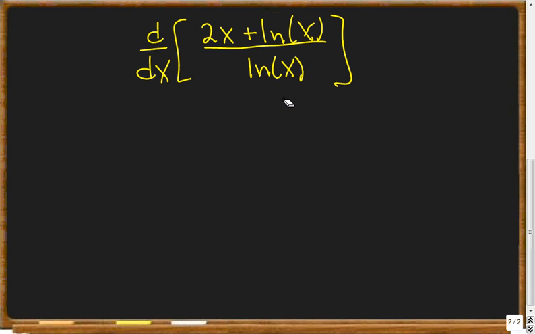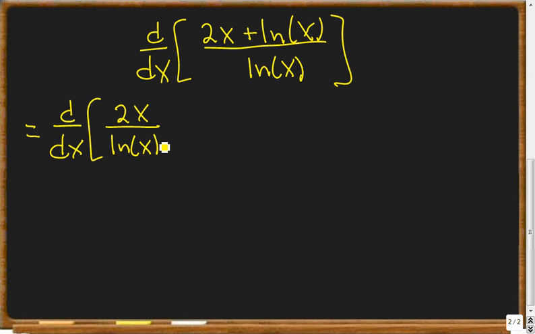So this is the same thing, like what we did in the previous problem, as 2x divided by the natural log of x plus 1. Now this makes things really nice because this plus 1 over here will eventually drop out.